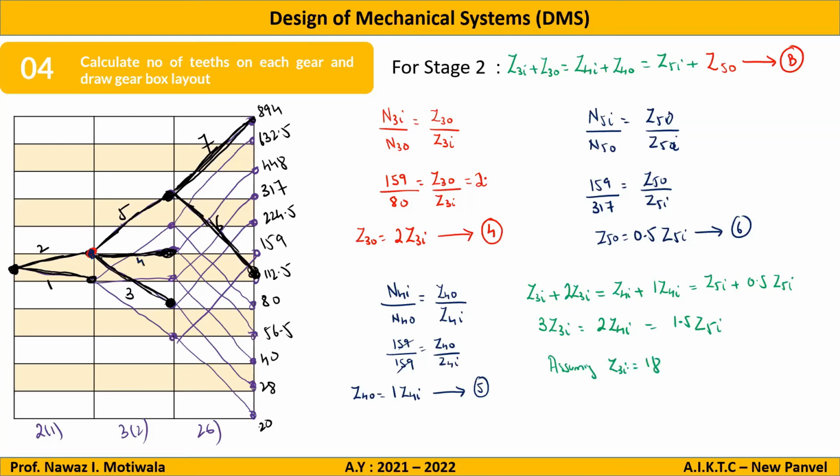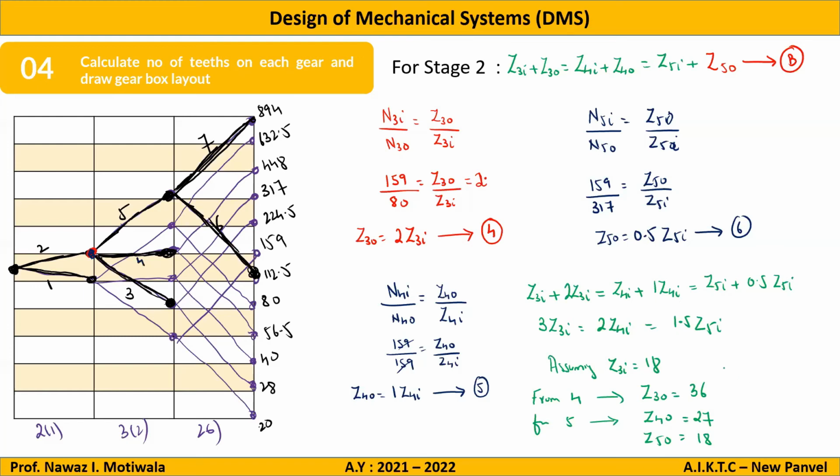So if Z3I is equal to 18, from equation number 4, I will get the answer for Z3O. From 5, I will get the answer for 27. Okay, 27. And the last one, 18. Okay. So this we got from the above equation by using the relations of 3Z3I equal to 2Z4I is equal to 1.5 Z5I.